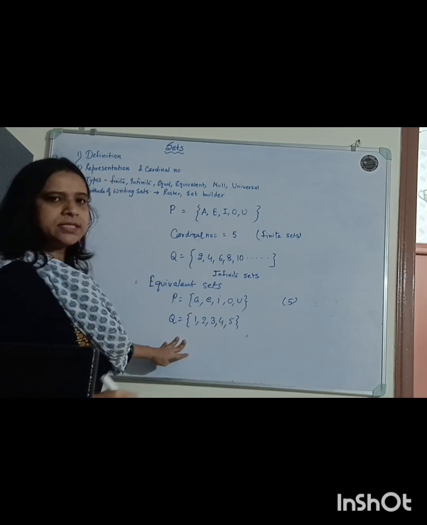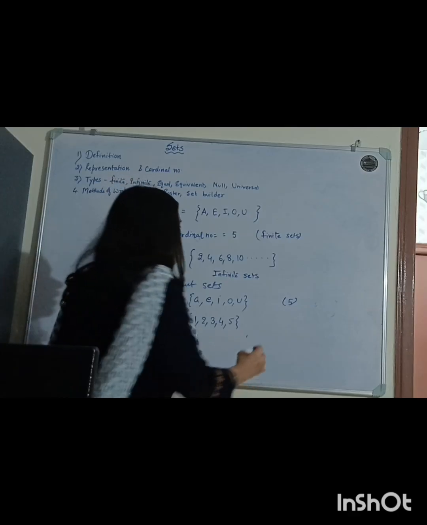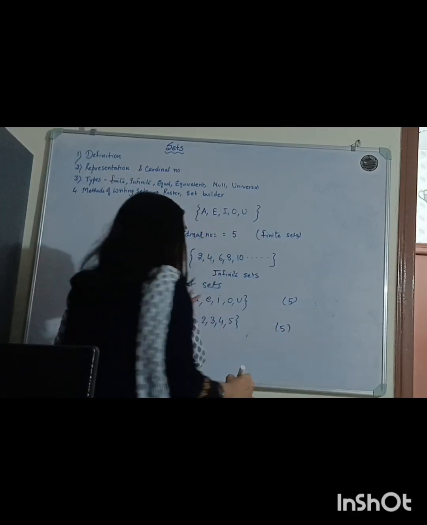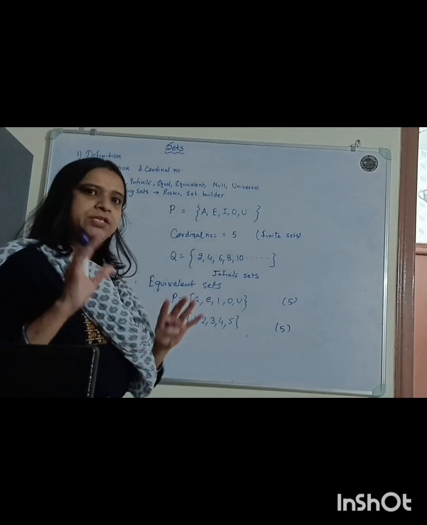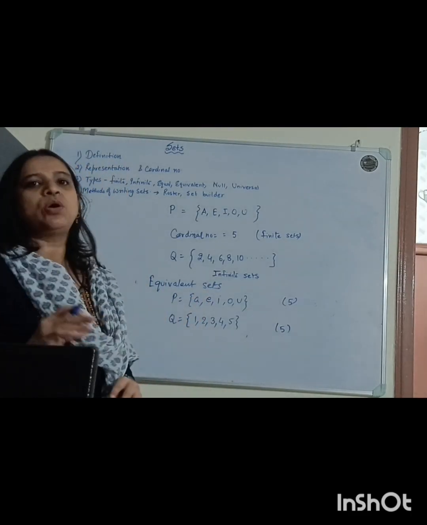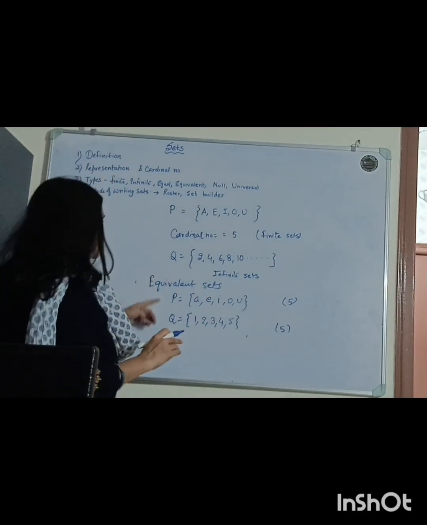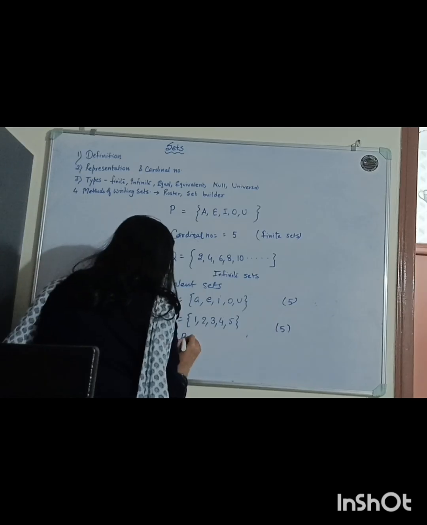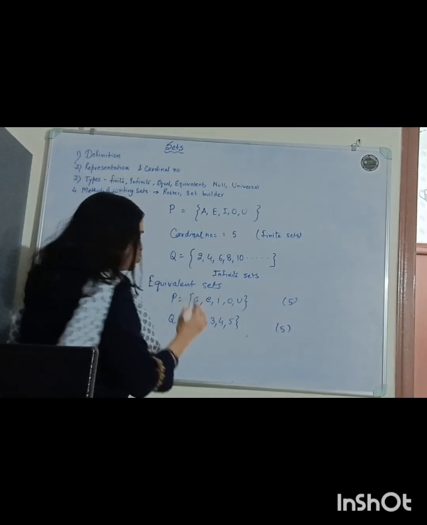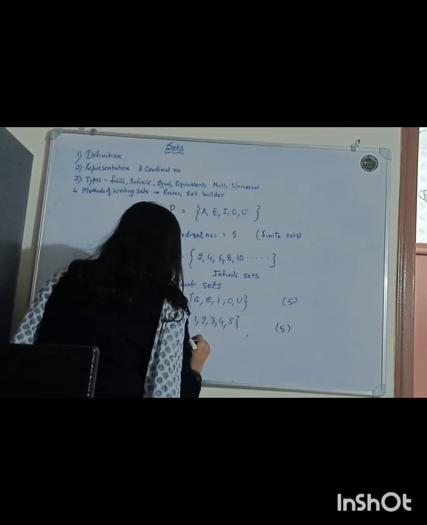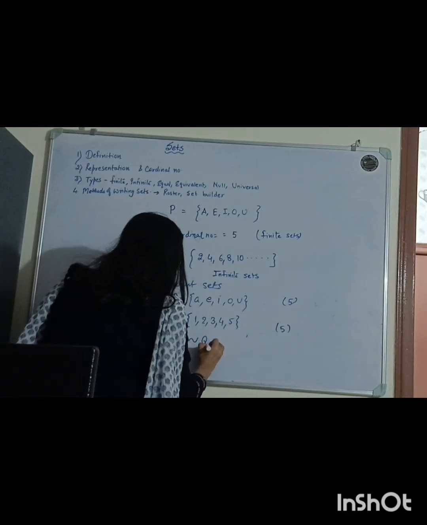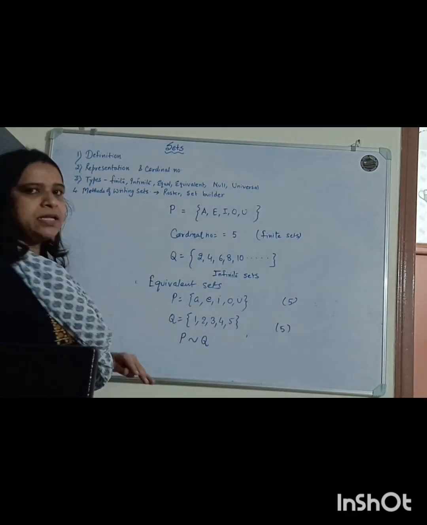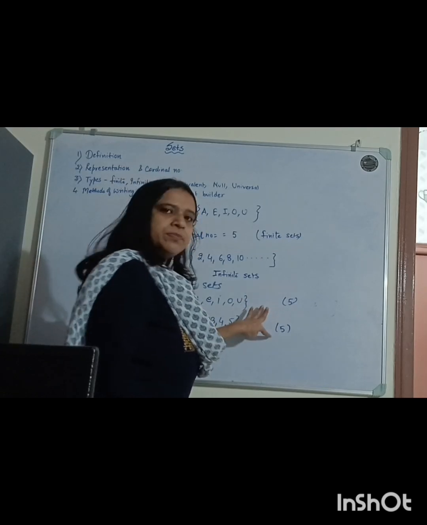Now here also you can see how many members are there. There are 5 members. The members are not the same, but the cardinal numbers are the same. So if the cardinal numbers of any two sets are the same, then those sets are called equivalent sets. So these two are equivalent sets. We show this with this sign: two sets are equivalent if the cardinal numbers are the same.